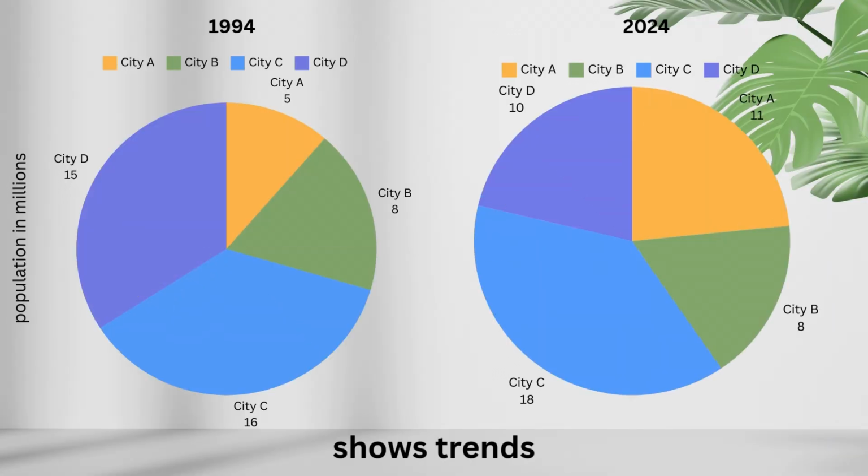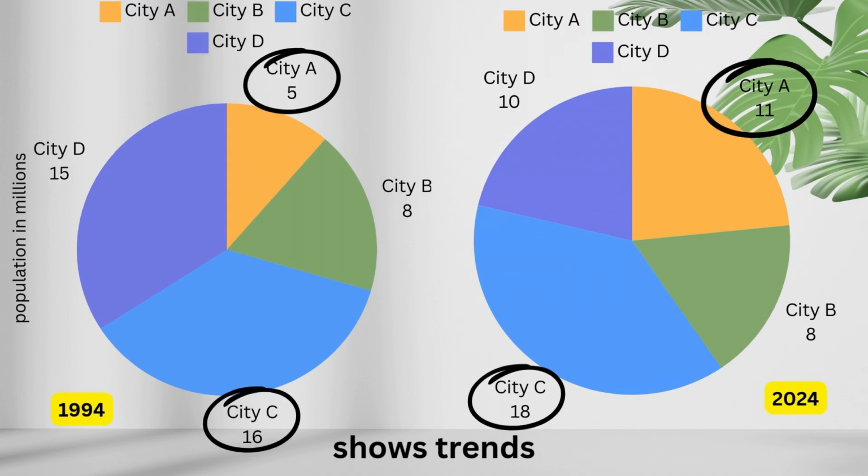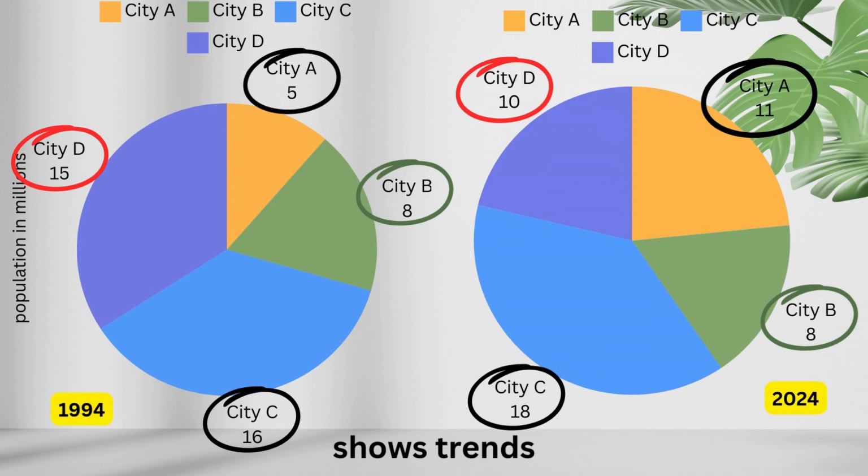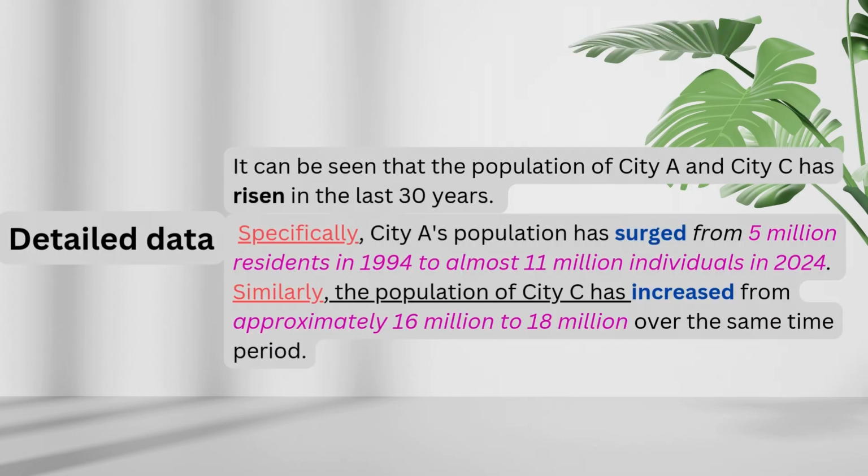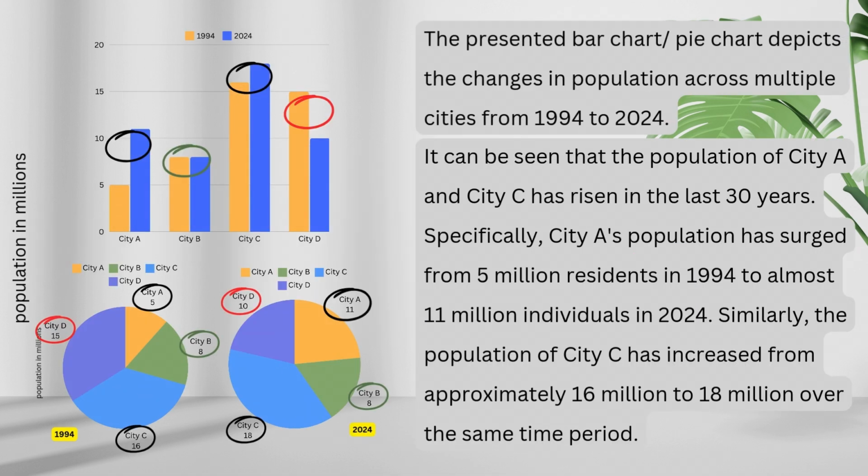If instead of a bar chart we get a pie chart with similar figures, then we will follow the same technique. As you can see here, in City A, the population has increased from 5 million to 11 million, and in City C, the population has increased from 16 to 18. City B remains stable, and in City D, the population has declined. So again, in this case, I will analyze it the same way. I will group the data together and I will write the introduction and body paragraph in the same way as I've done before with the bar chart. So there will be no difference. And that's about it. That's how you need to present your data in task 1.